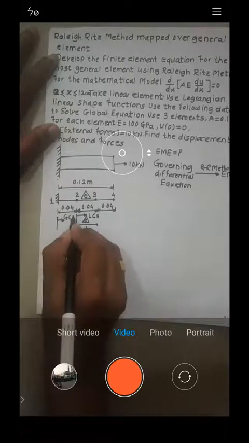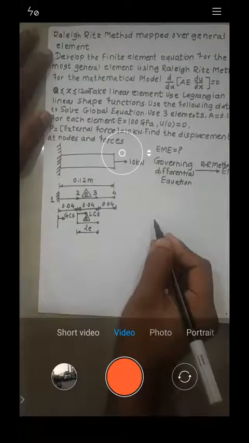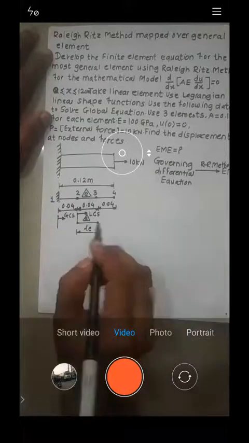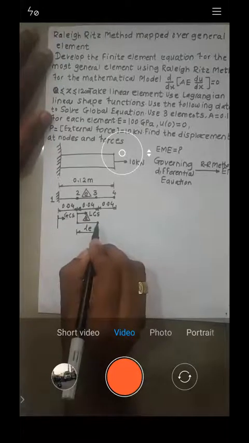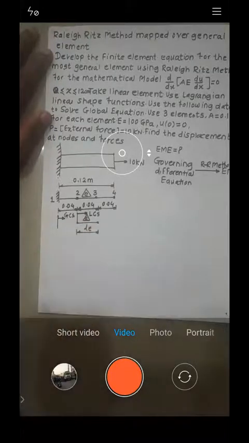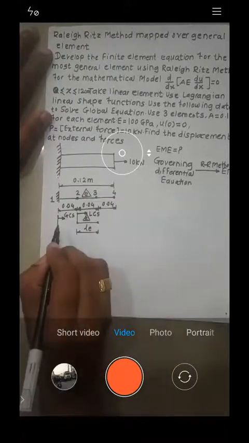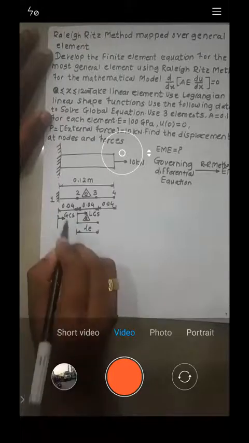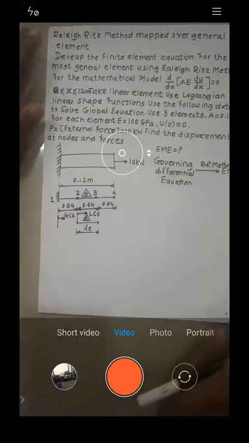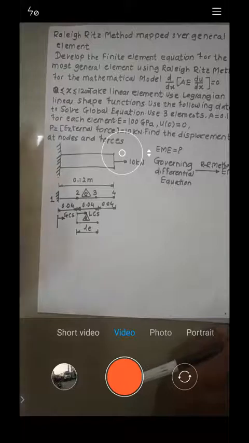Understood or not? Let me know. If I ask the location of this point with respect to this point, this point is basically local to this particular point. That's why it is called the local coordinate system. If you talk about the location of this node with respect to this point, this point is lying outside the element. So this becomes the global coordinate system. Is it okay?